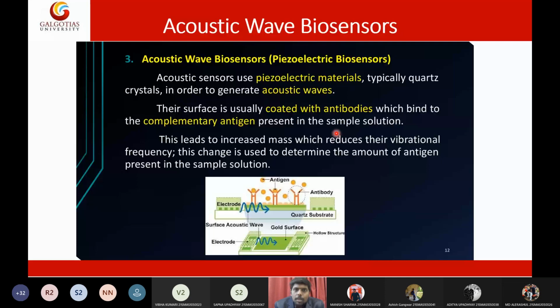Then acoustic wave biosensors. So piezoelectric biosensors. I said, right, these piezoelectric crystals will be used. So acoustic wave biosensors are used for ultrasonography. So simply one best example will be ultrasound for pregnant women. So pregnant women, baby development can be assessed by these acoustic wave biosensors, such as piezoelectric biosensors.